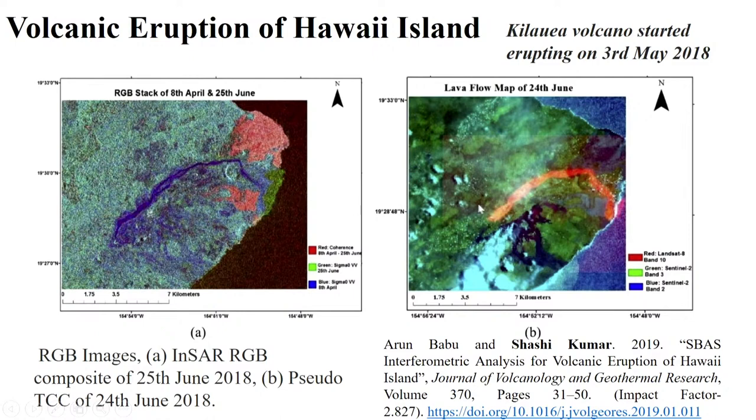Now here you can see that for the same area, with the help of the optical multispectral data sets of Sentinel-2, two bands of Sentinel-2 and band number 10, the thermal band of Landsat 8, this was used to generate the false color composition. Now here you are able to clearly detect the temperature information. For the detailed information on this work and analysis, one can go through the literature which I have cited here.